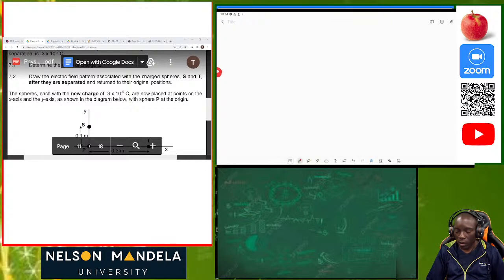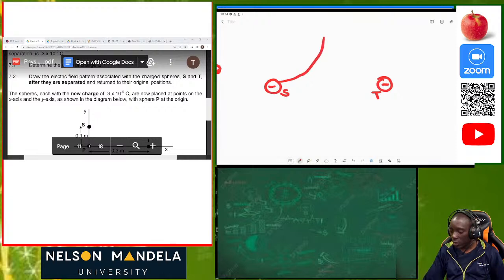So now we have two negative charges separated by distance. One is S, the other one is T. And since the charges are equal, they should have an equal number of field lines. Don't forget, the more the field lines, the stronger the field. So we should be able to represent this very carefully. So we have a field looking something like this.